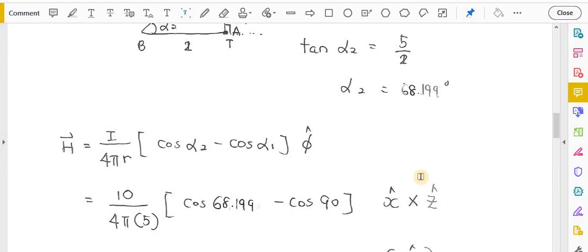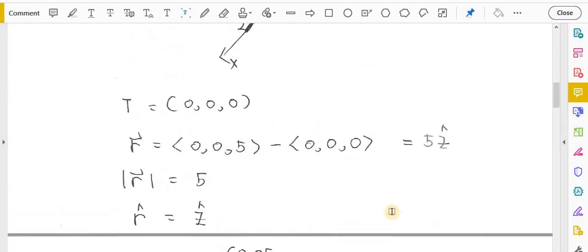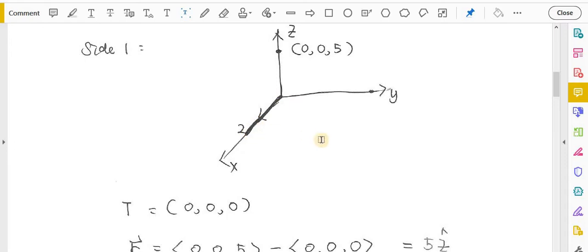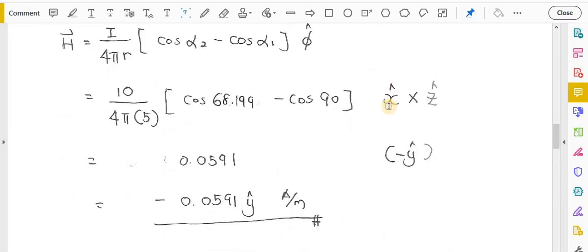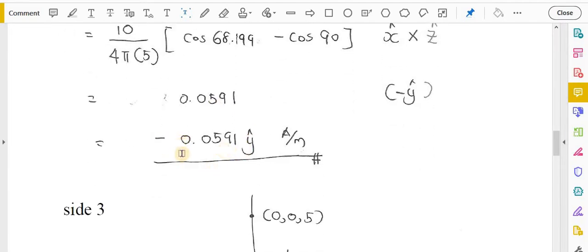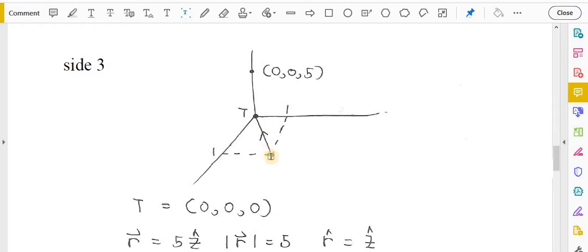After that, you plug the angles into the equation. This is your I, these are your angles, and the phi direction will be dl cross product with the unit vector r. If you look at this current filament, it flows in the x direction. So x cross z gives you negative y, and here you will get 0.0591. So your answer for side 1 will be negative 0.0591 unit vector y.